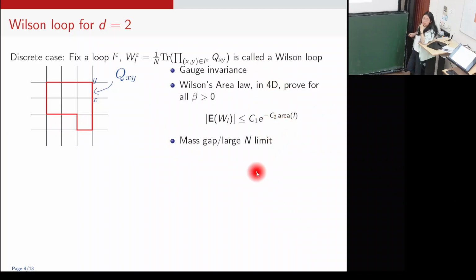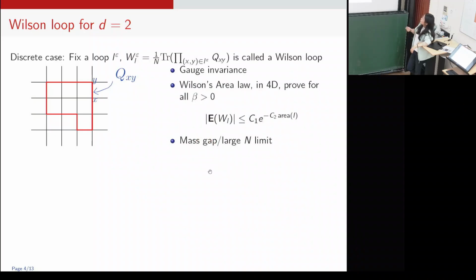All these results are true for the two-dimensional case, because in the two-dimensional case we have Driver's formula, so we can find the joint law of the Wilson loops. It is just given by something like the heat kernel, so we can prove this area law and mass gap. In fact, if we consider two loops that do not intersect, they are in fact independent. So in this case, for the two-dimensional pure Yang-Mills case, this result has already been studied a lot in the literature.